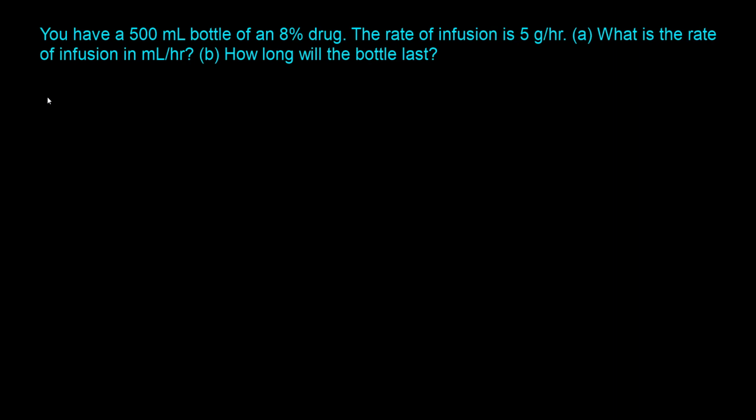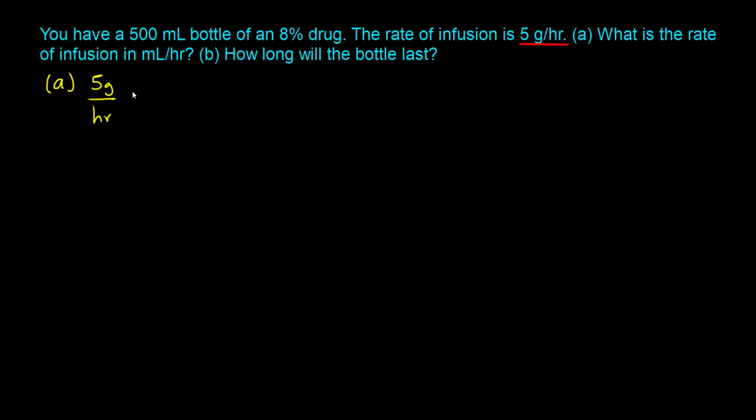Let's take a look at another question. This question says, you have a 500 milliliter bottle of an 8% drug. The rate of infusion is 5 grams per hour. A. What is the rate of infusion in milliliters per hour? B. How long will the bottle last? So let's start off with the solution to part A of the question. And the way we would approach this is to make use of the rate of infusion, which is a mass rate. So we start off with the 5 grams per hour.